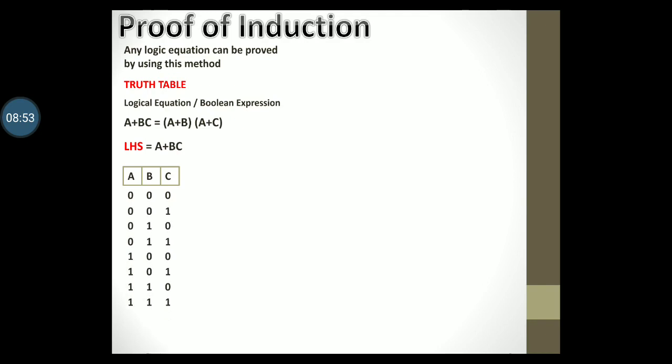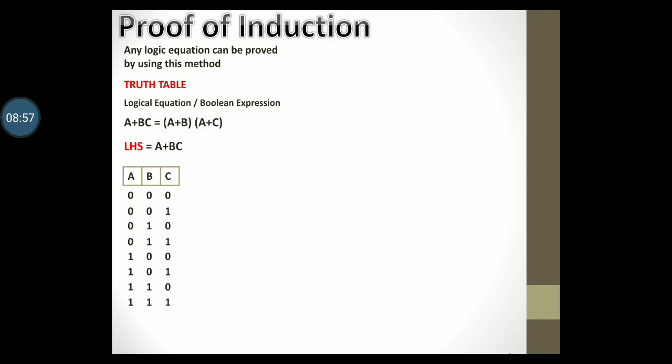So as my example, I will take the second distributive law, A plus BC is equal to A plus B dot A plus C, and prove this using proof of induction. Let us start with the LHS, which is equal to A plus BC. Obviously, here you can see three variables A, B and C. These basically become the inputs to your equation. Now, I will write the binary sequence using 3 bits, starting with 0, 0, 0 and ending with 1, 1, 1.